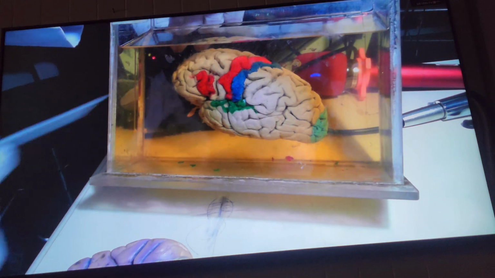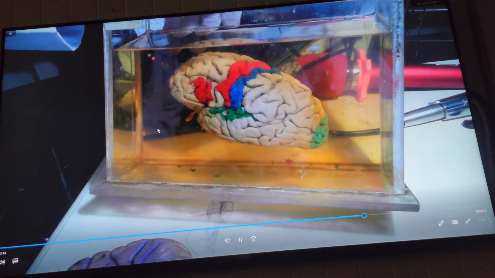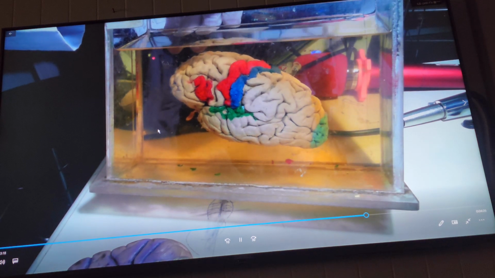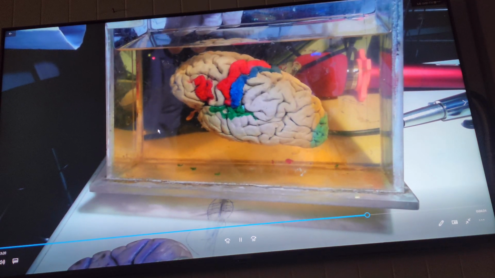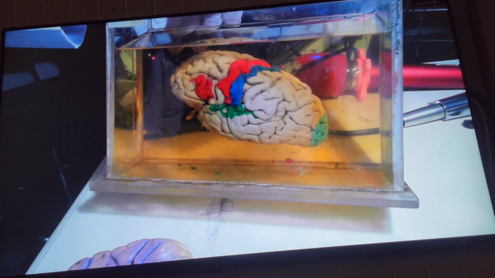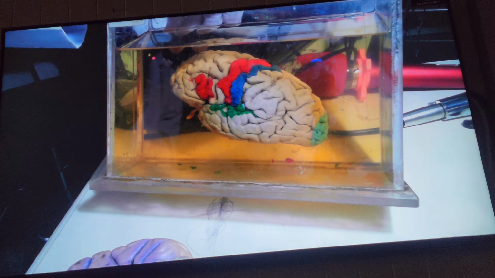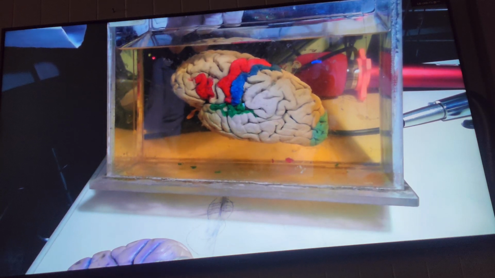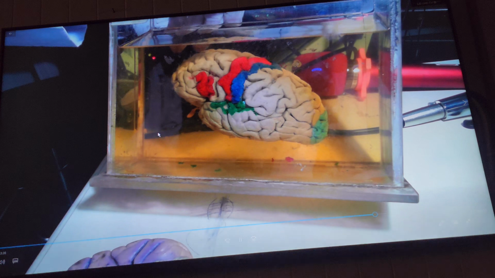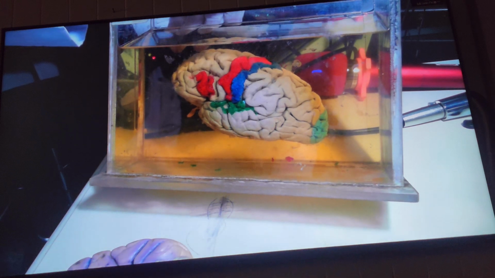Posterior to the primary auditory area, on the floor of the lateral fissure, there is the secondary auditory area, or what we call the planum temporale. The function of the secondary auditory area is that it is necessary for the interpretation of sound.